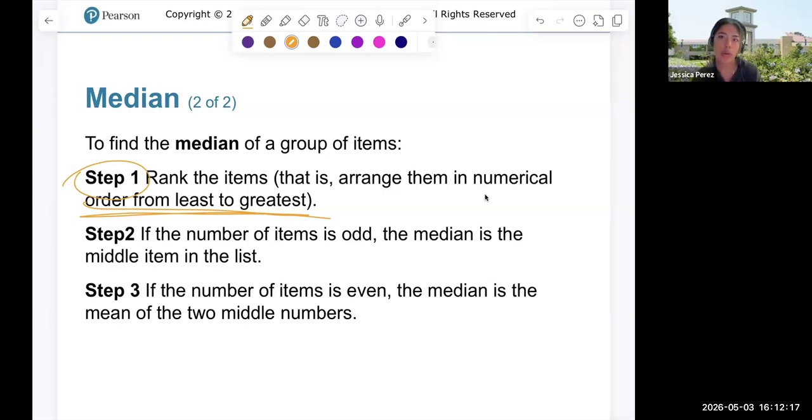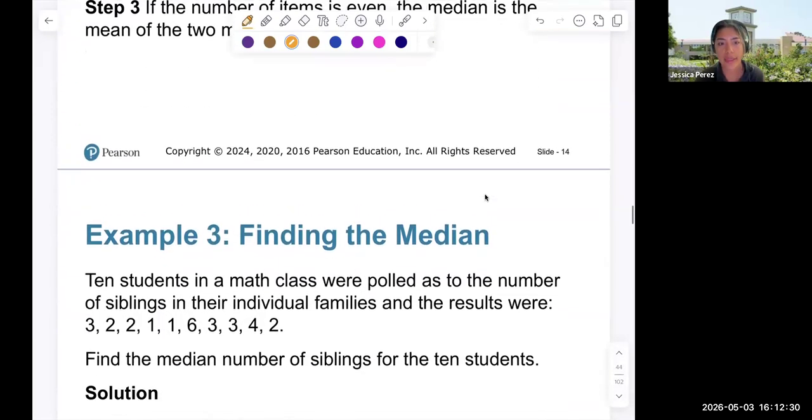So it actually depends. If the total number of values that they give you is odd, it's going to be the middle. Whereas if it's an even number, then you're going to have to take the two middle numbers, add, and divide it by 2. So let's look at this example.